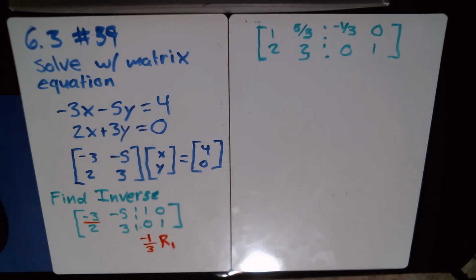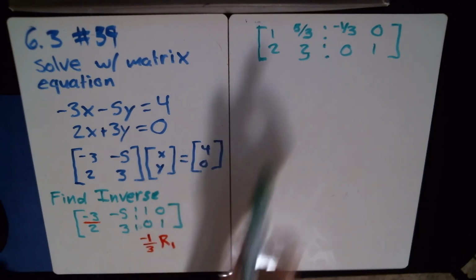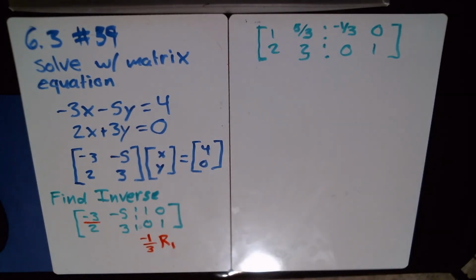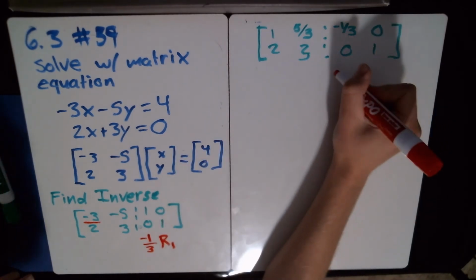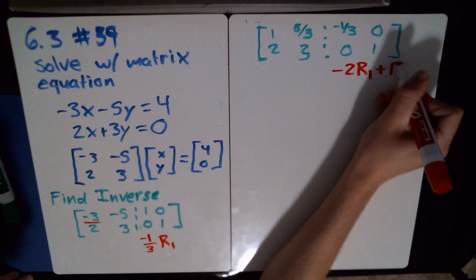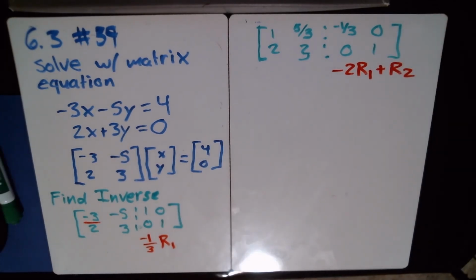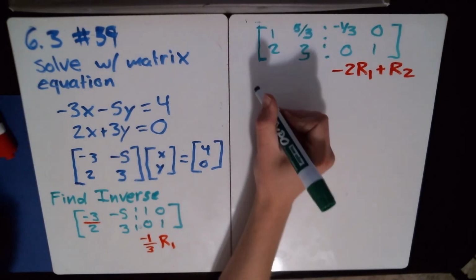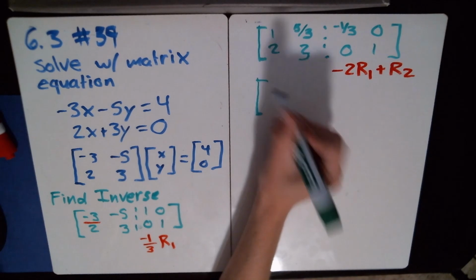Okay, so now let's get rid of this 2 down here. That's our next thing we want to do. So we're going to use that first row to get rid of that 2. So we're going to do -2 times the first row, and we're going to add it to the second row. Okay. That should get rid of that 2 there. So the first row is going to stay the same.